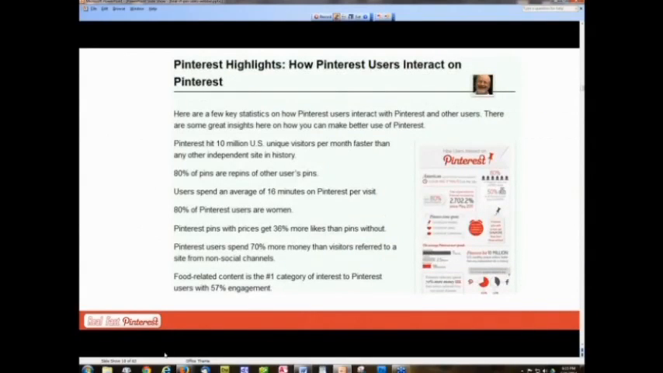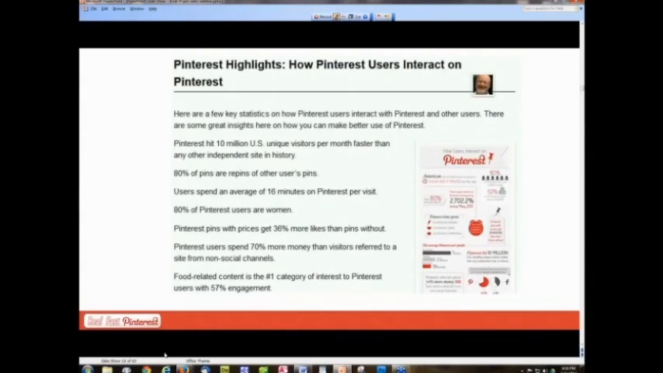I just wanted to show you a few key statistics on Pinterest users. They hit 10 million unique U.S. visitors per month, faster than any other site in history. 80% of pins are repins of other users, and that's the key part of the viral nature of Pinterest. The average user spends 16 minutes on Pinterest per visit, which is really incredible. And 80% of Pinterest users are women. That number has probably changed since this infographic was created. I think it's more like 60-40 now, but active users, the people that actually share and pin, are still 80% women. Absolutely. When I look at my share statistics, it's all women. It's very few men. Us men, we don't share as much as we should.